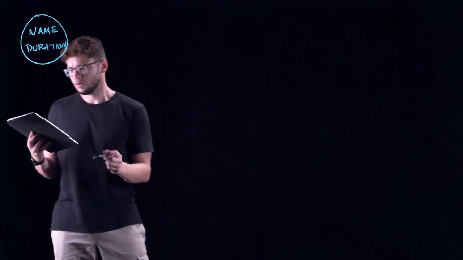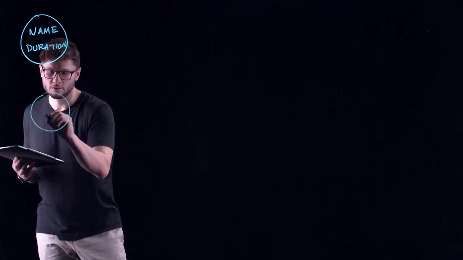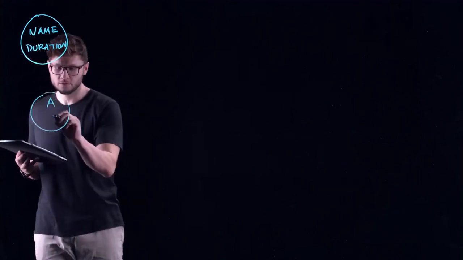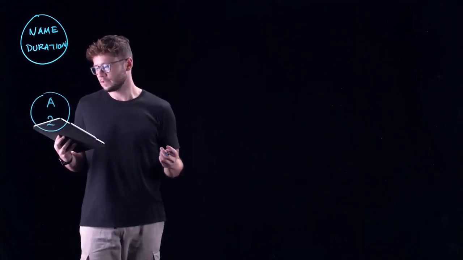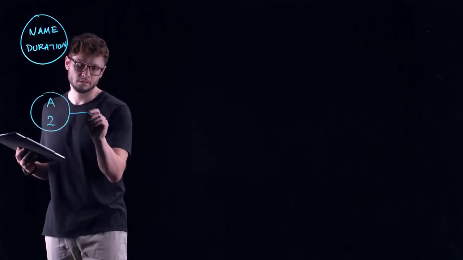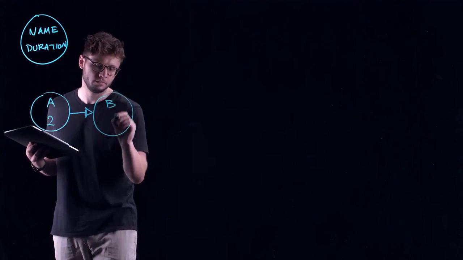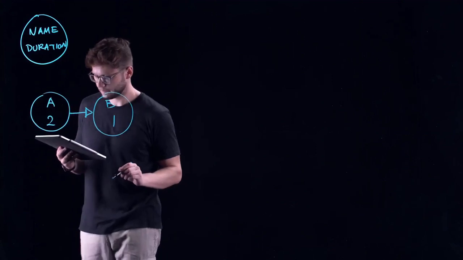So the activity that makes most sense to start with is the one that has no predecessors. In this case, that is activity A. So let's go ahead and draw our node for activity A. And activity A takes 2 weeks to complete. The first activity that requires A to be done in order for it to start is B, and that's the only one. So our next node is going to be B, and B requires 1 week to complete.